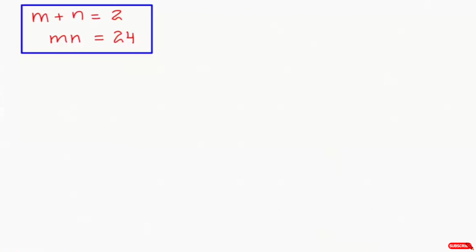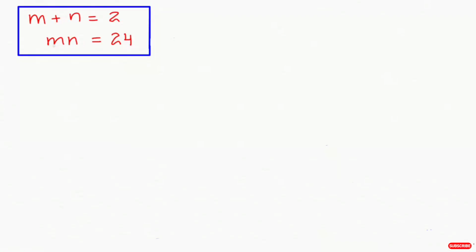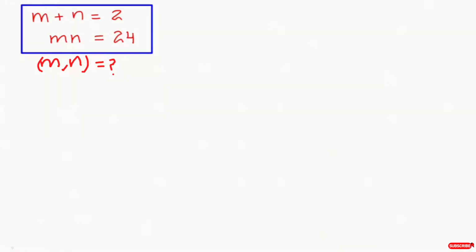Hi everyone, in this video I'm going to solve this algebraic equation. The equation we have is m plus n is equal to 2, and mn is equal to 24. Here we need to find the values of m and n. So let's get started with the solution.